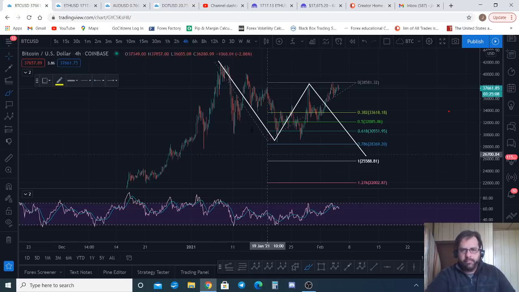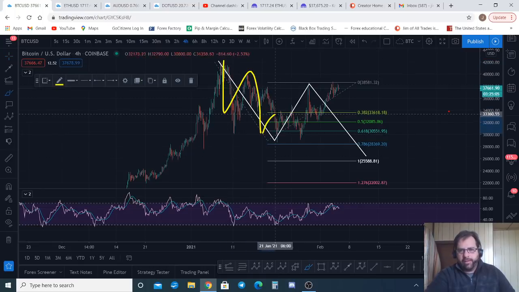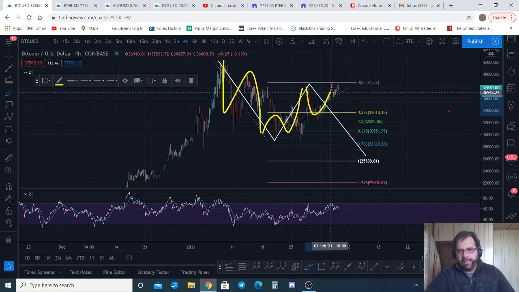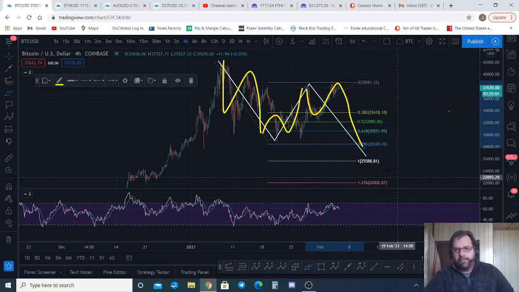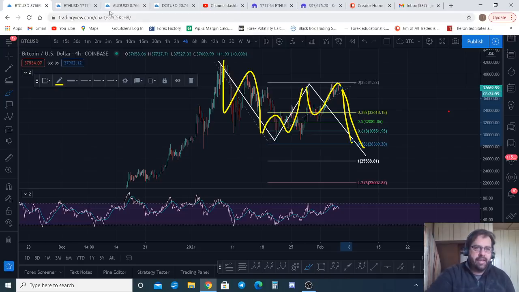I see 3 waves right here. I see the potential for these 3 waves right there. And so if this happens, that's going to give us that deeper wave that we were talking about in Ethereum as well. So again, all right, guys, there's the wave structure update for today. That's all I have time for today.